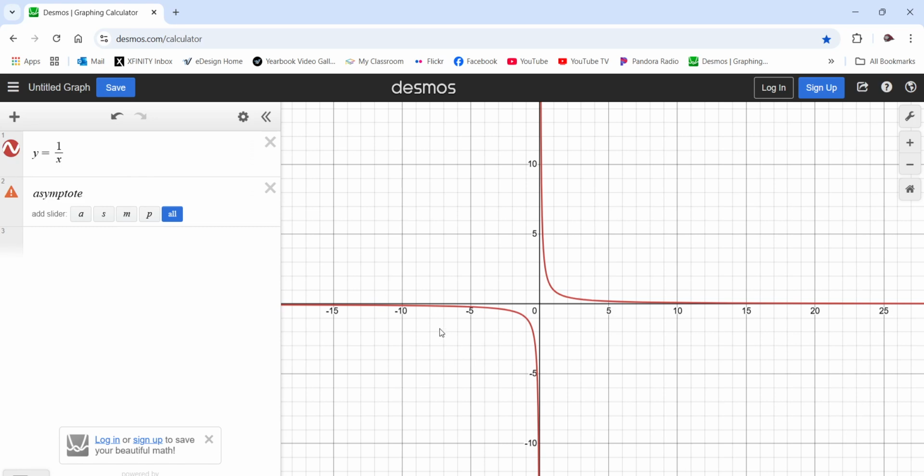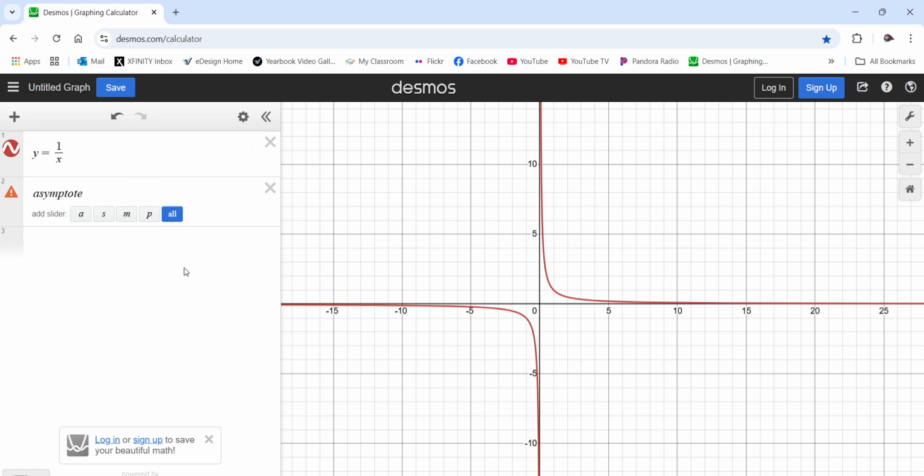All right, and what's going on here? As x approaches negative infinity, what is this graph approaching? Y equals 0 again. And what about this? As x approaches 0, what's going to happen? This goes to infinity, or negative infinity down here, right?